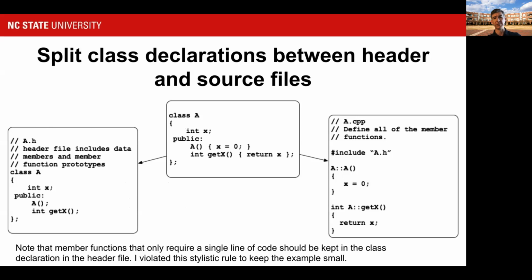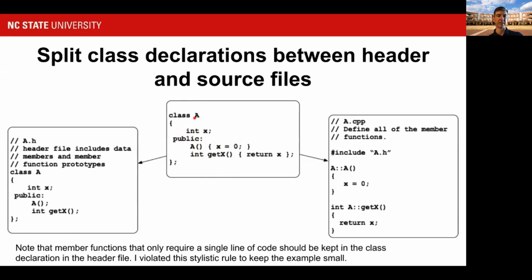So the general strategy is, whereas up until now we've been writing a class kind of like this, where we put everything together, so we have class A, and then some member functions and member variables inside of it, and we just put all of that in our C++ file. Now what we're going to do is split it into two parts.